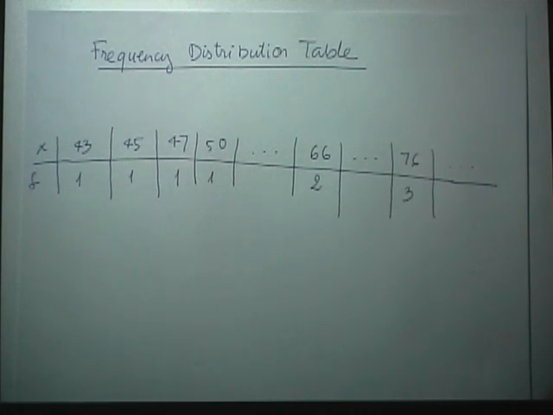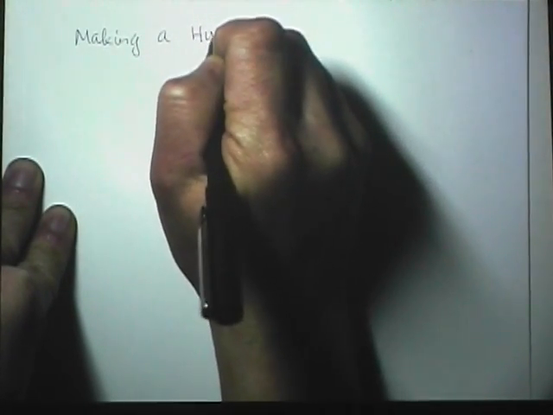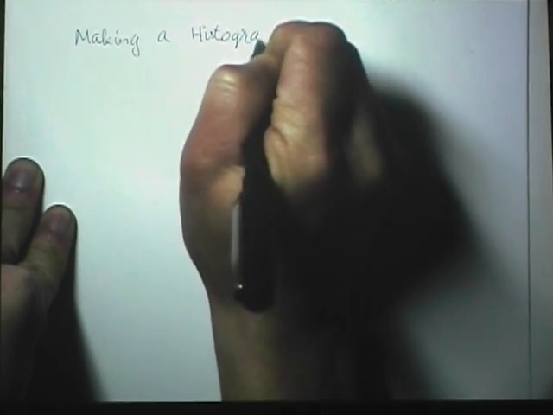With this frequency distribution table right here, the idea now is that the first thing we're going to learn is how to make a histogram. We're going to learn how to make a histogram.